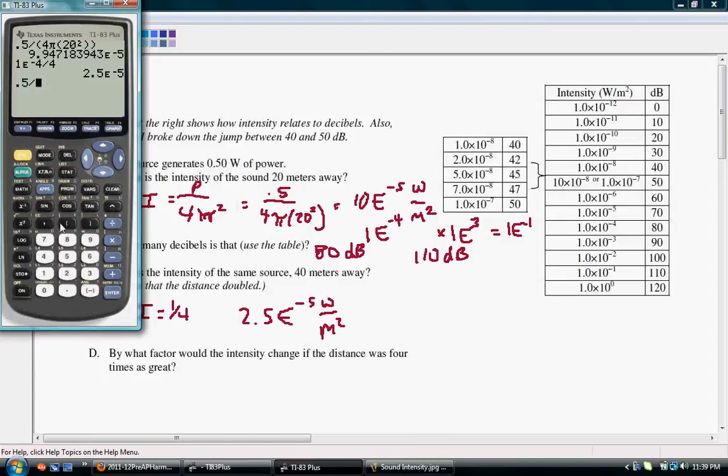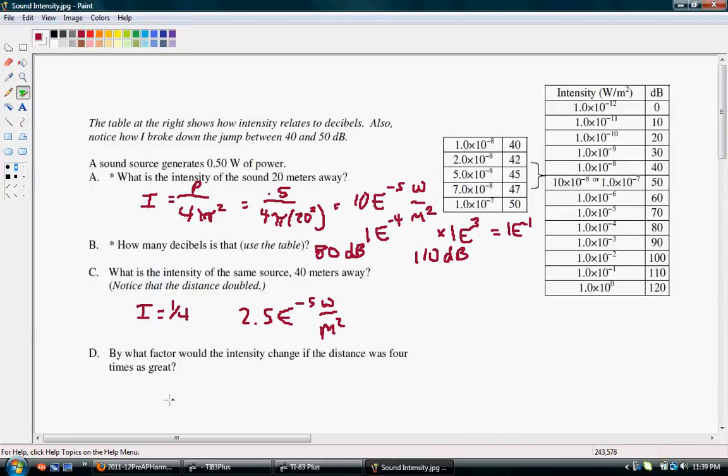Or you could go ahead and calculate the whole thing out. 0.5 divided by 4 pi times 40 squared, and we get roughly 2.5 e to the negative fifth watts per meter squared.